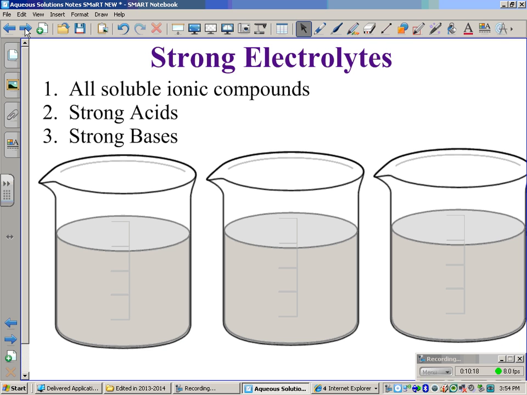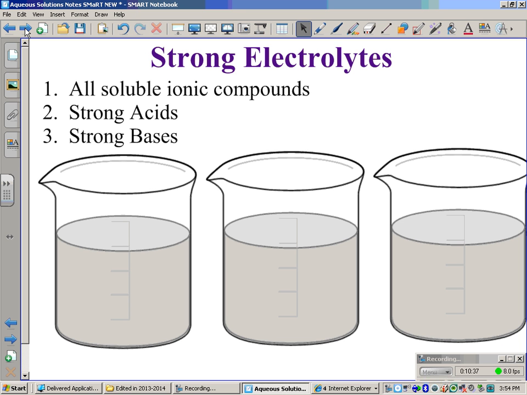So let's go ahead and start with strong electrolytes. On your paper, you can see the same list. There are really three things that are going to be designated as strong electrolytes, three types of solutions. If you have a solution of water and you put any of these three into that water to make a solution, you will end up with a strong electrolyte.